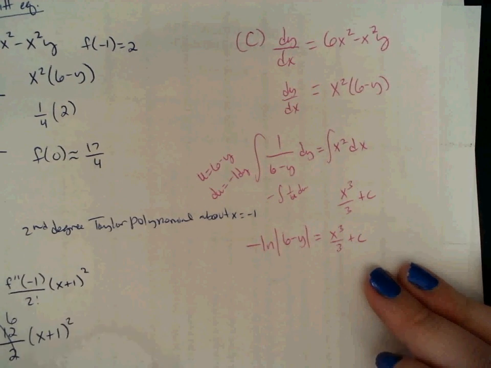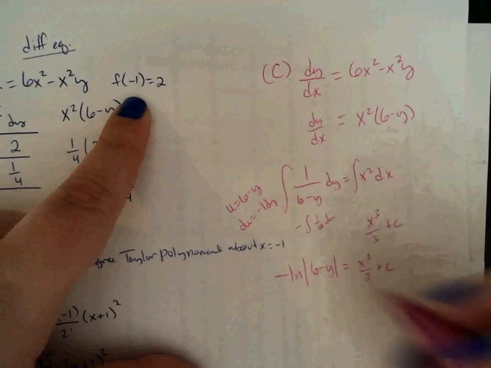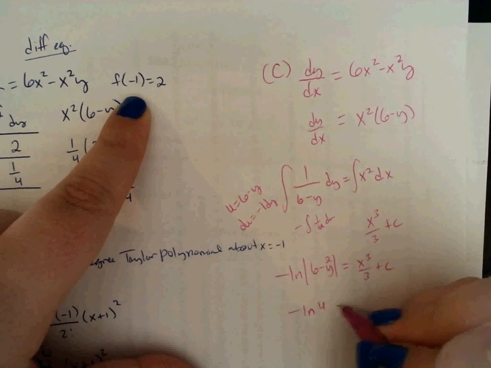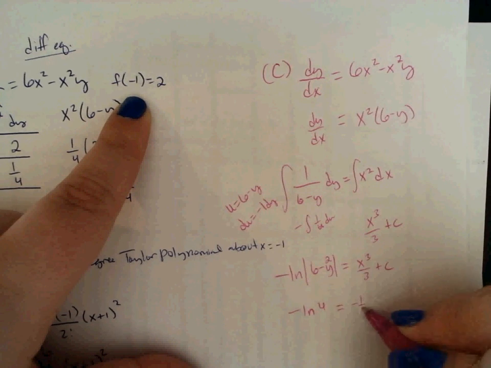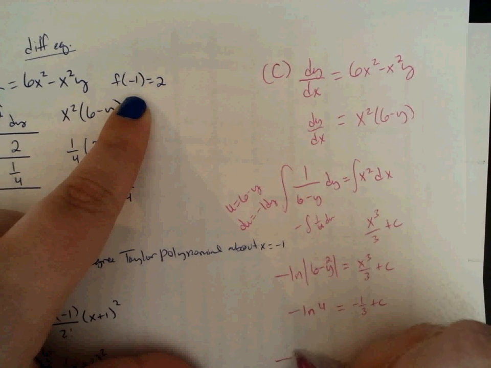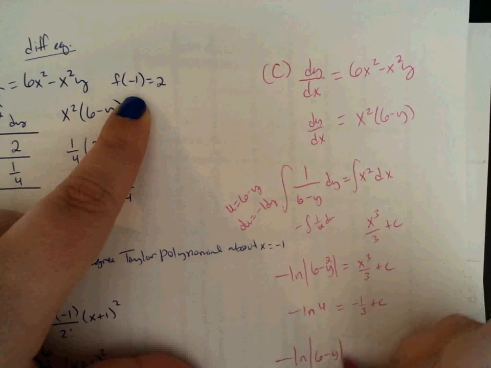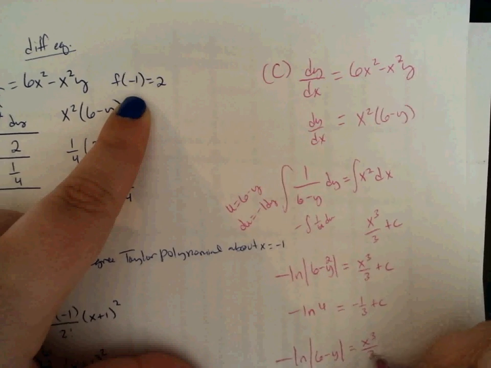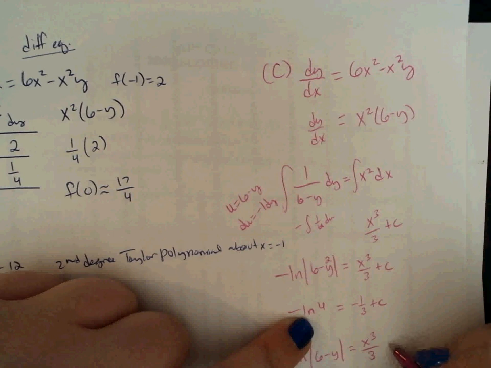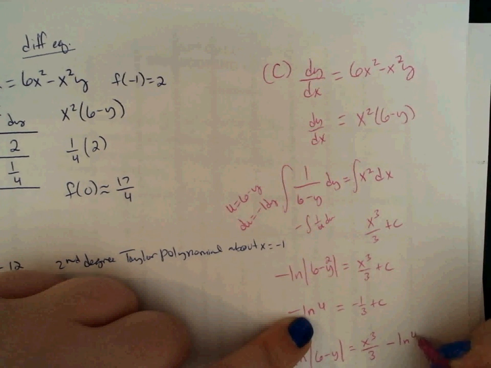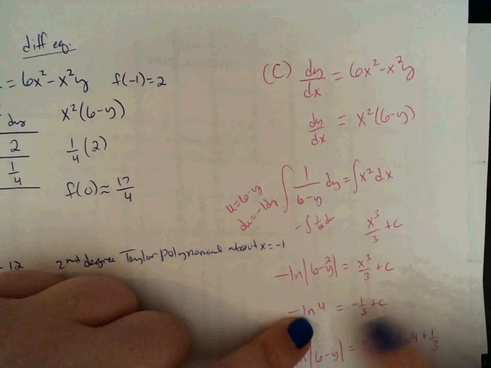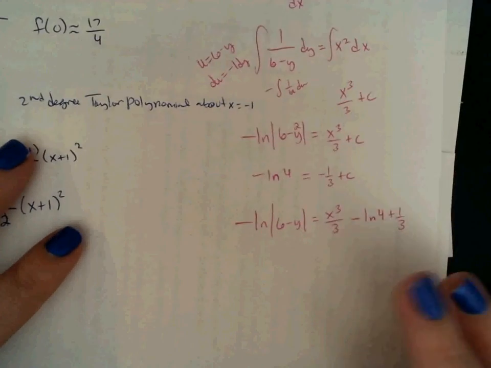Personally, I like to solve for c right now using the initial condition, f of negative 1 equals 2. So we're going to plug in a 2 right there, so negative natural log of 4 equals, when I plug in negative 1, I get negative 1/3. So then we get c equals, if I add the 1/3 over, I'm going to go ahead and put it like this. Negative natural log of 4 plus 1/3. So if I add the 1/3 over, then that's what c equals.